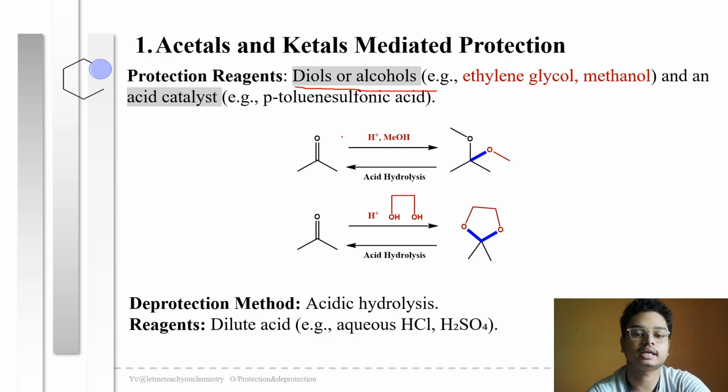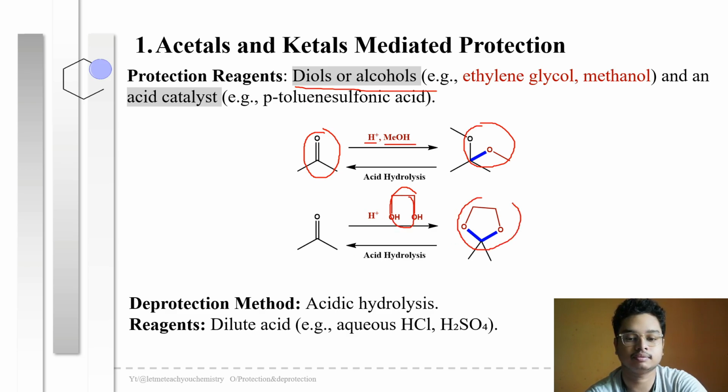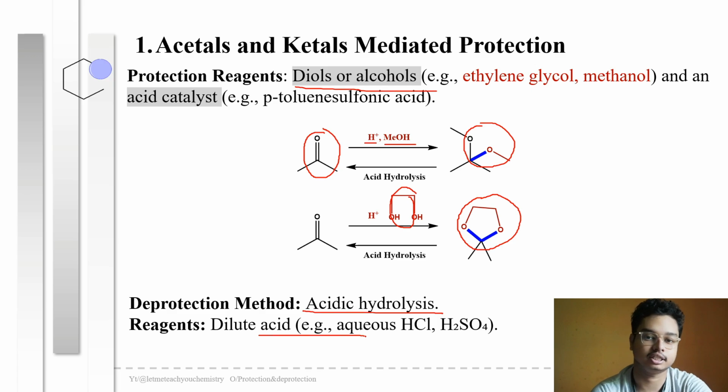So what happens is that the carbonyl group is treated with acid and methanol to form this type of acetal, and in the presence of diols, under acidic conditions, it can produce this type of 5-member ring to protect the particular carbonyl group. The deprotection method is also acidic hydrolysis; the reactions are reversible in nature and the reagents are dilute acids such as aqueous HCl or aqueous H2SO4.